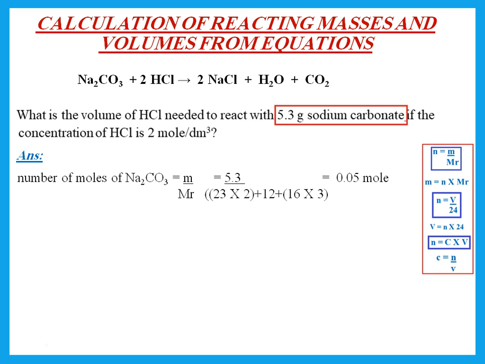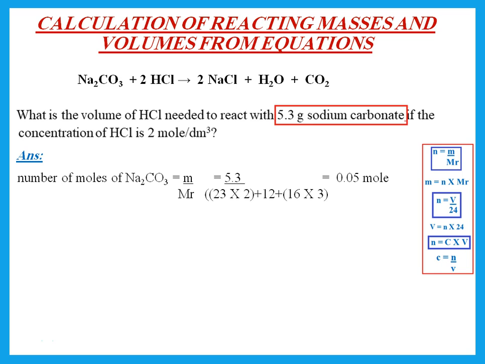5.3 over the molecular mass of sodium carbonate. Again, I'll remind you that for the molecular mass, sodium from the periodic table has a mass of 23. I have two of them, so 23 times 2, plus 1 carbon with a mass of 12, plus 3 oxygens with a mass of 16. So this should give me the molecular mass of sodium carbonate. I put 5.3 over that. That gives me 0.05 mole of sodium carbonate.